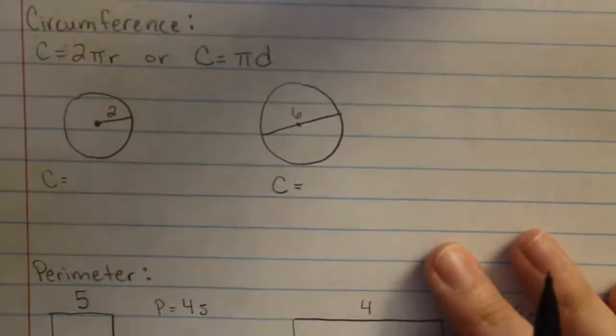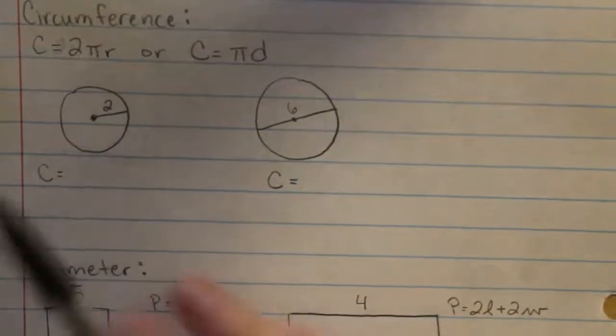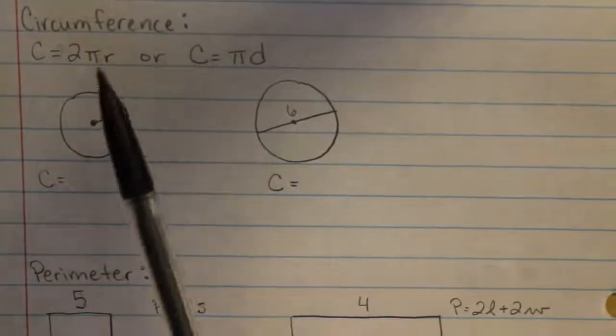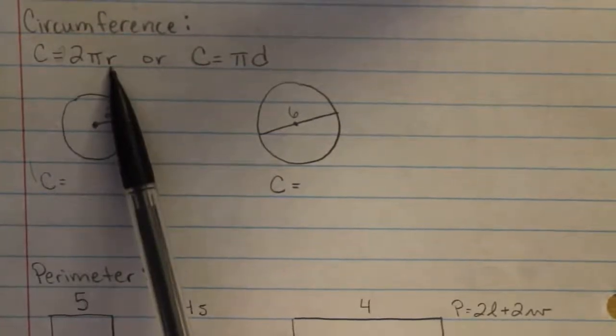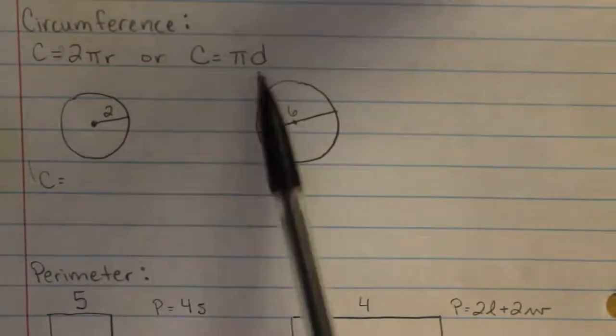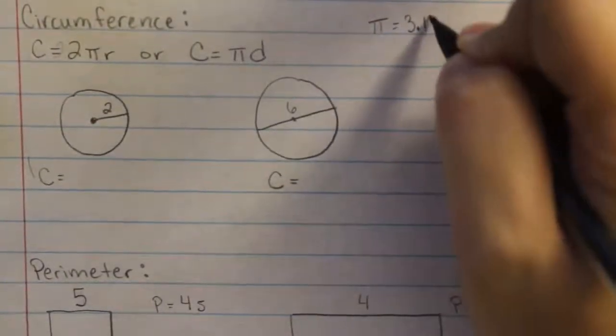The circumference of a circle is the distance around a circle. It's the length of a circle. So we have two different options that we can use for formulas. If we're given the radius, we can do 2 pi r. Or if we're given the diameter, we can do pi times diameter. In this case, don't forget that pi equals 3.14.